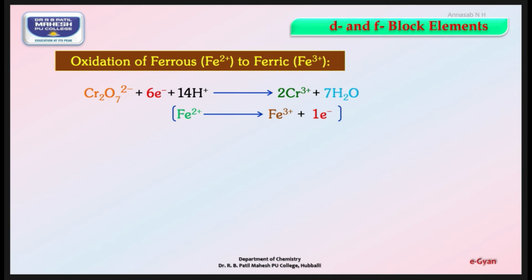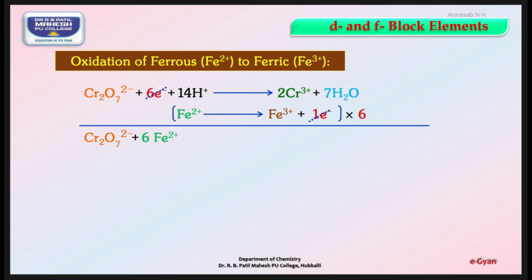Balance the equation by multiplying the second equation by 6, because there are 6 electrons on the left side in the first equation and we need 6 electrons to cancel in the second equation. Upon simplification, electrons on either side get cancelled, and the final equation we get is Cr2O7 2- + 6Fe2+ + 14H+ gives rise to 2Cr3+ + 6Fe3+ + 7H2O.